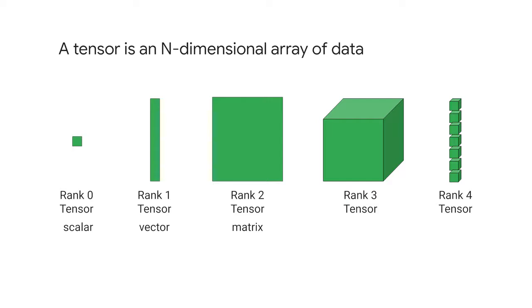Let's keep going. A two-dimensional array is a matrix. A three-dimensional array? We'll call it a 3D tensor. Scalar, vector, matrix, 3D tensor, 4D tensor, etc. So, a tensor is an n-dimensional array of data. So your data in TensorFlow are tensors. They flow through the graph, hence the name TensorFlow.